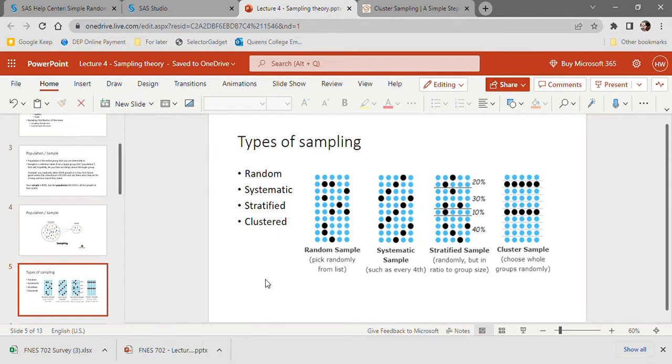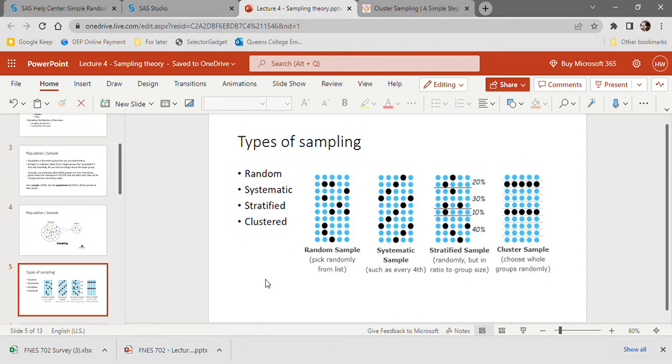Then we have systematic sample. This is, for example, every 4th person that walks into the building is going to be selected for our sample. So now these folks are going to the Giants game. Person 1 goes through, person 2 goes through, person 3 goes through, person 4, you have been selected to be part of this sample.